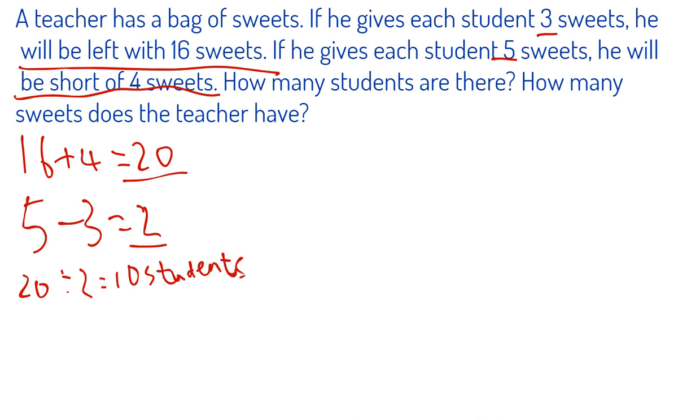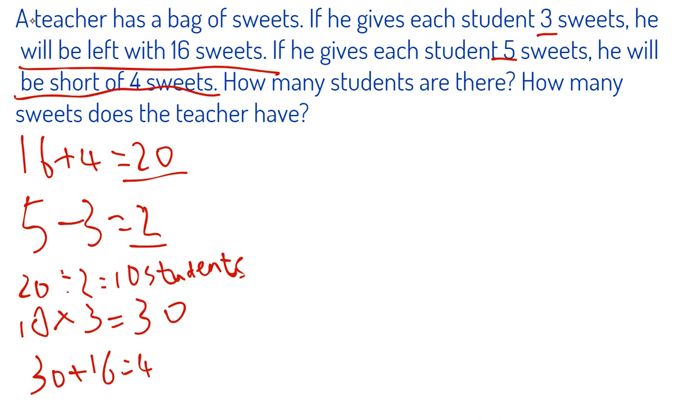Okay, so there are 10 students. And of course, the next question is how many sweets does the teacher have? So what should we do now? We can use both situations to figure out the answer. So if we use the first situation, we can use 10 times 3 equals 30. 30 plus 16 equals 46.